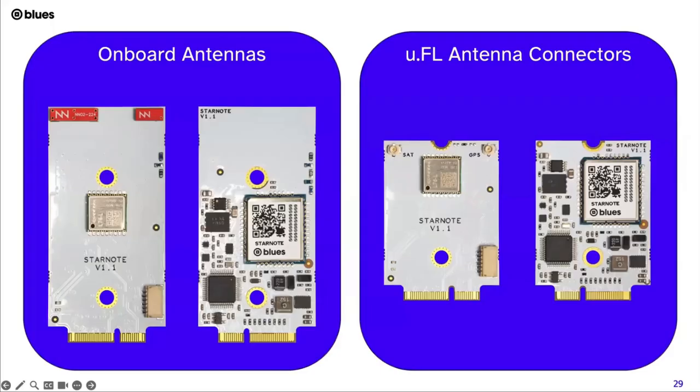Now, as mentioned at the beginning, there are two Starnote variants. They only differ in their antennas and their size. The one on the left uses onboard antennas provided by Ignion, and we also have one with the UFL connectors for attaching a Skylo certified flexible antenna.